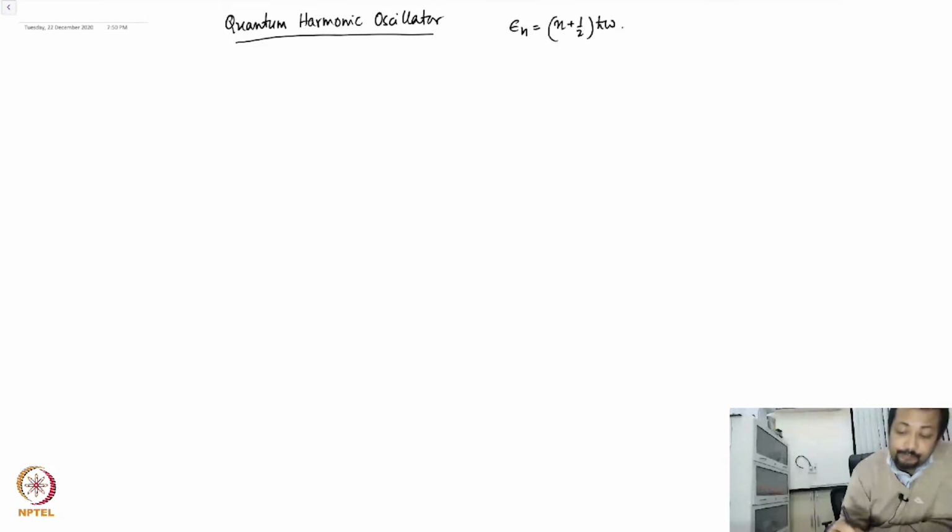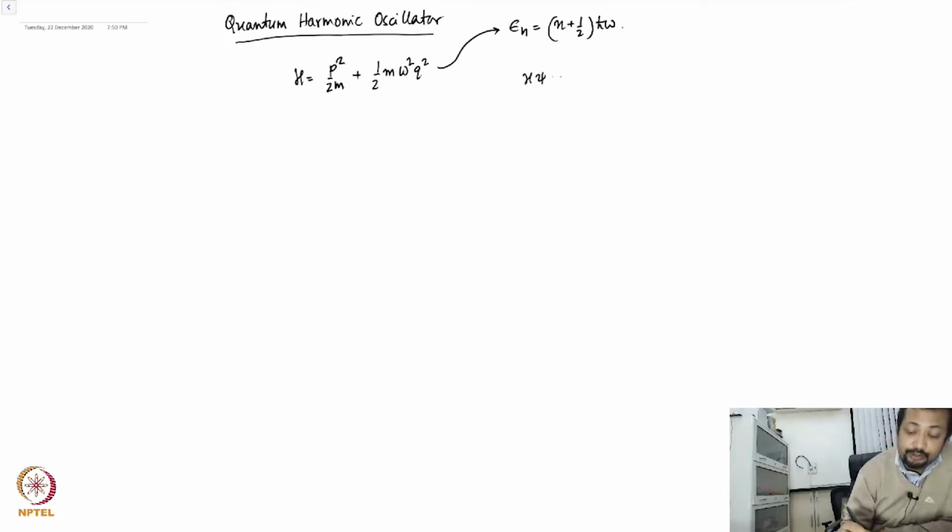and the energy eigenfunctions are given by e to the power minus x square over 2. So before we write this, the Hamiltonian of the system is p square over 2m plus half m omega square q square. This gives me discrete energy eigenvalues once I solve the equation H psi equals E psi.